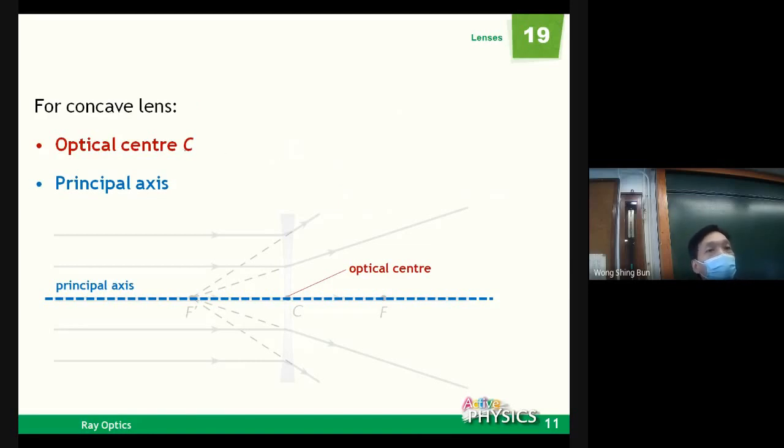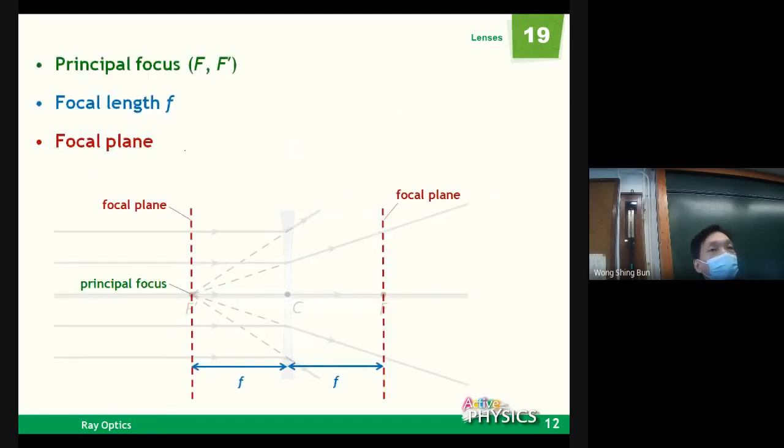Now, next one, for the concave lens, the same. We have the center, optical center, the axis, horizontal line, principal axis. And also we have F and F dash, principal focus. The separation between the lens and the principal focus, we will call focal length F. We have two focal planes. All the light rays should be diverged. But when we extend the lines, we will have the principal focus.